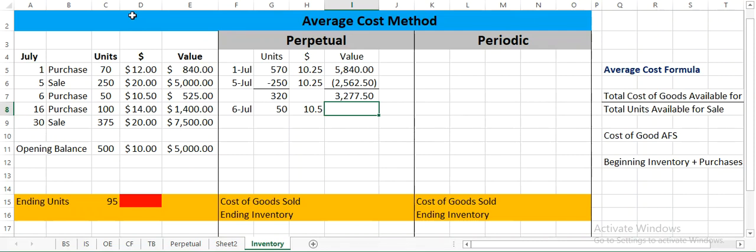$10.50. And the value of that is equal to, well, we have that over there, the 525. And we have that at 525. What we do next is we have to calculate the balance. So after every transaction, we're calculating the balance.